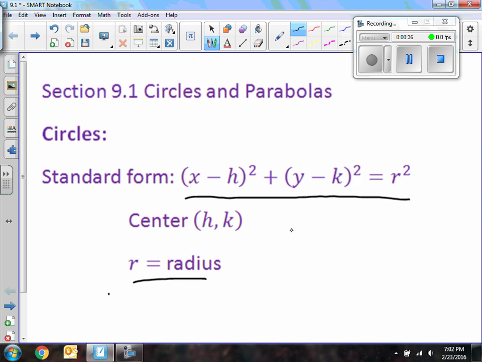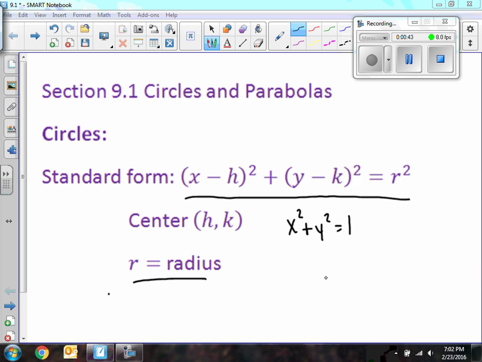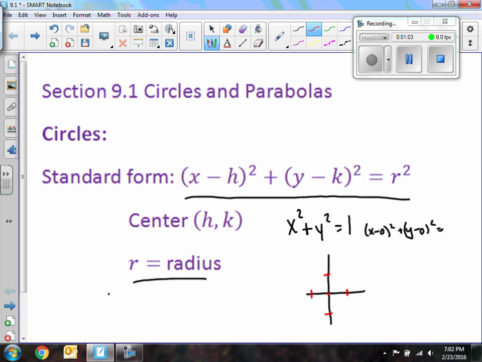So if you had just the most basic x squared plus y squared equals 1, everyone's favorite unit circle, that would be a circle centered at the origin, 0, 0, because it would be x minus 0 squared plus y minus 0 squared. Oops, put that over there. So you'd have a circle centered at the origin, 0, 0, radius 1. Would look like this. Draw your circle. Beautiful circle.